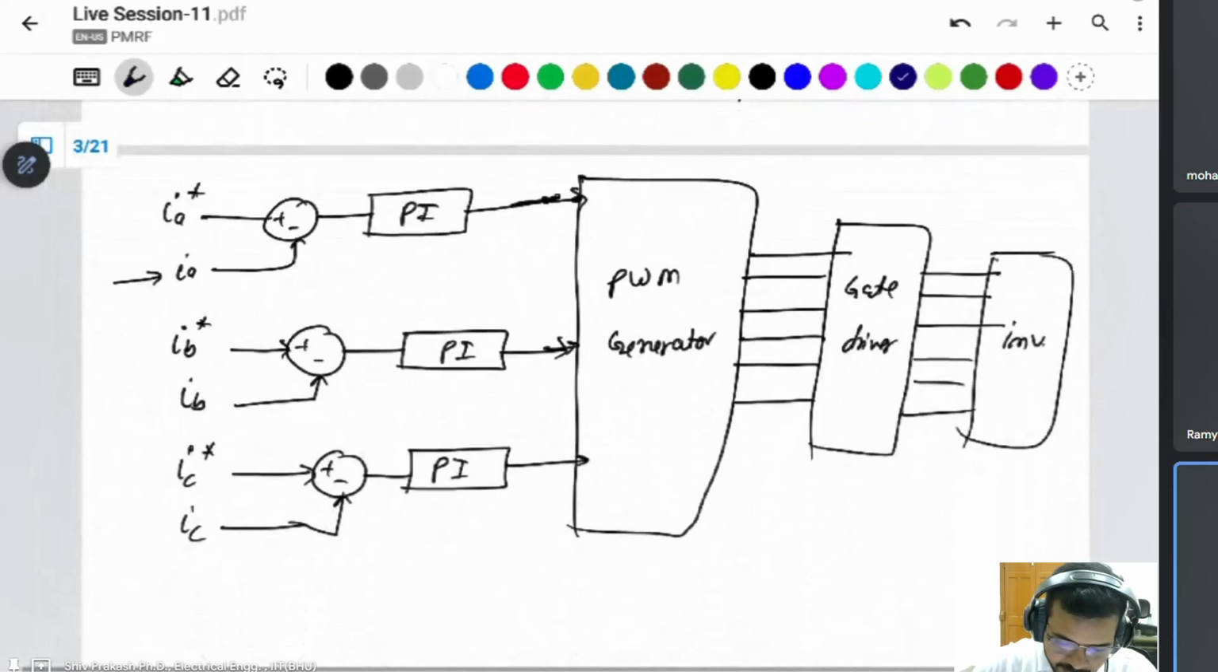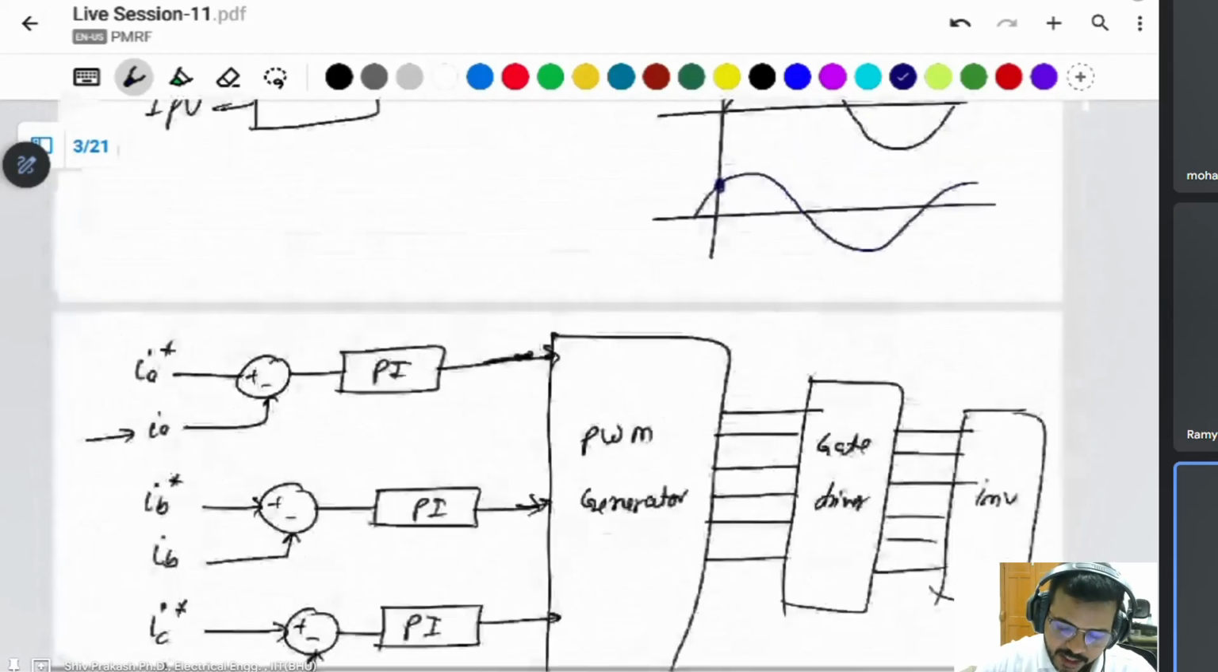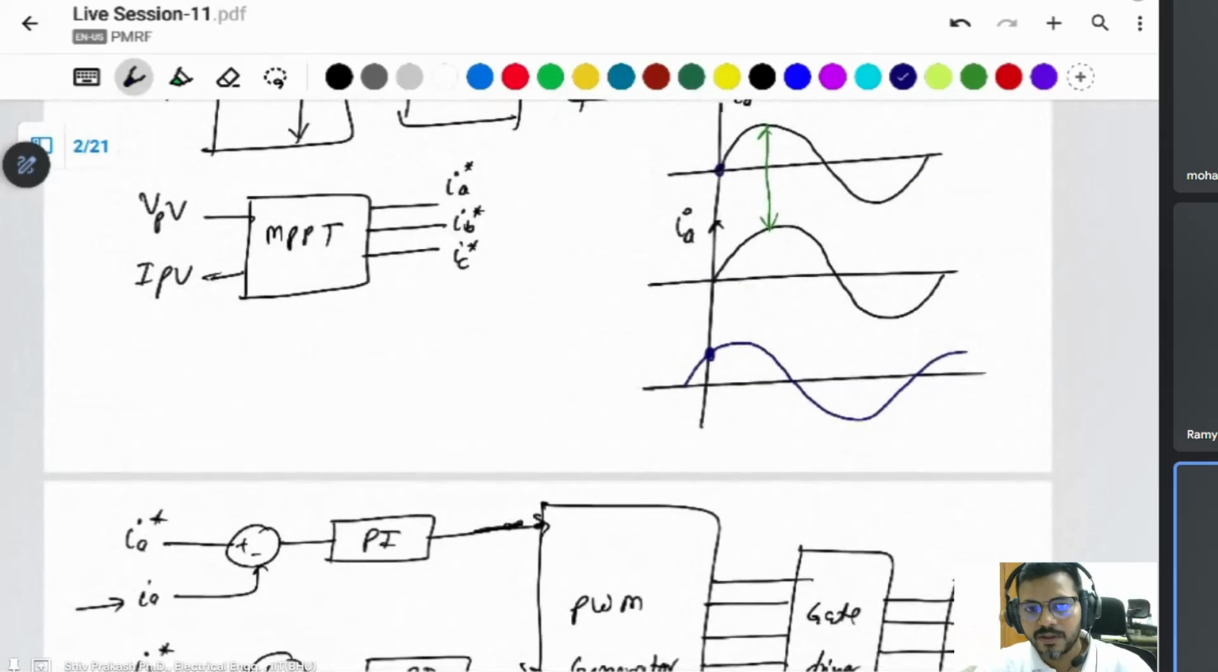And you have 3 PI controllers. Then there is a problem tracking this AC signal. You can't directly compare two signals that vary with respect to time and use a PI controller, or any controller. There are some issues and limitations. Then what is the solution, and how do you track this?